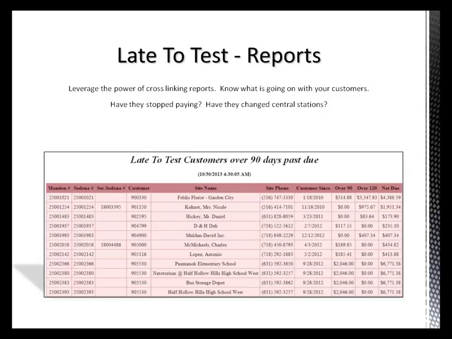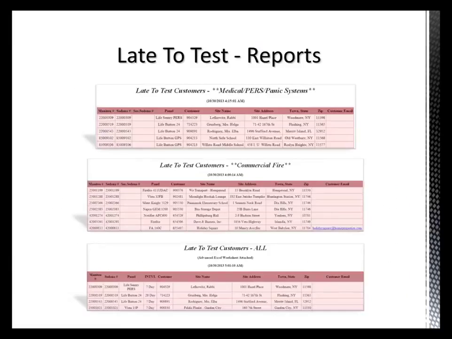We're also setting up late to test reports that compare information within Sedona and Manitou. So in this particular case, we're looking for customers that are over 90 days past due in Sedona, but they are late to test inside Manitou. This gives us a clear indication that there is something specifically wrong with this particular client, and that needs to be addressed immediately. We can also compare system type inside Sedona and match that up with the late to test as well.